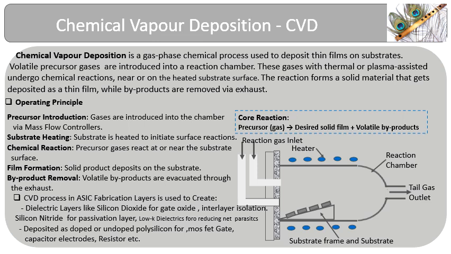Chemical vapor deposition, or CVD, is a fundamental technique used to deposit thin films in semiconductor manufacturing. Unlike PVD, which relies on physical transfer of atoms, CVD uses chemical reactions to form solid materials directly on the substrate surface. In a typical CVD process, gaseous precursors are introduced into a heated reaction chamber. These gases undergo chemical reactions, either thermal or plasma-assisted, resulting in the formation of a solid film and volatile byproducts.